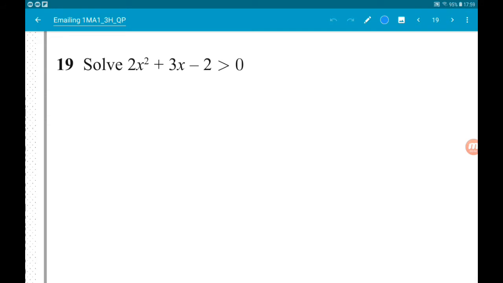Okay, number 19, we are solving a quadratic inequality. Check out the playlist down below.